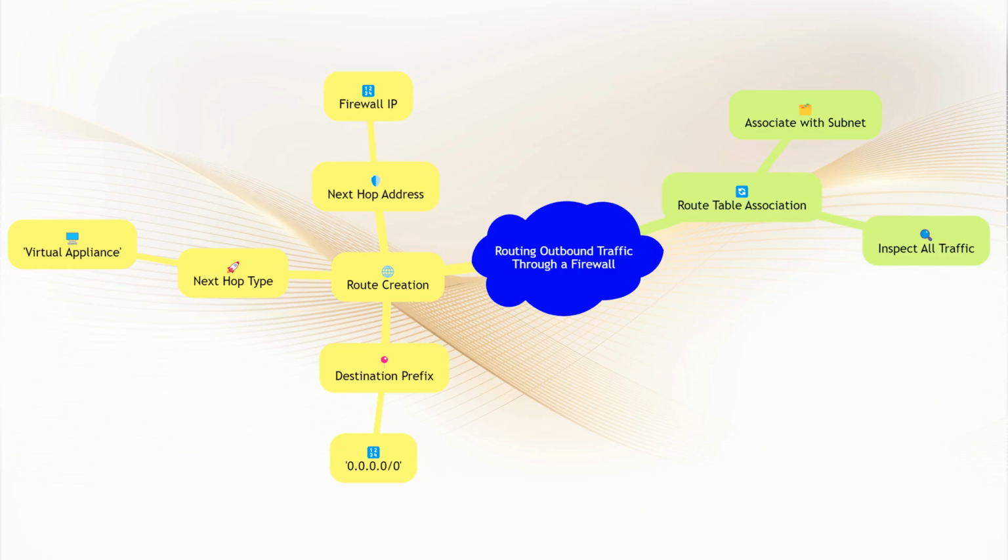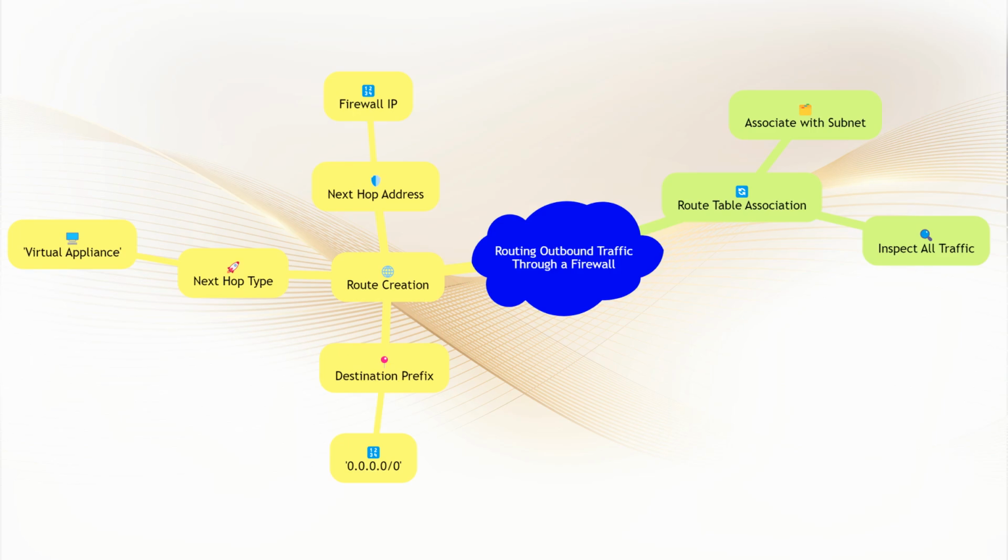Consider a scenario where you need to route all outbound traffic from a subnet through a firewall for inspection. To achieve this, create a route with the destination address prefix set to 0.0.0.0/0, which represents all IP addresses, and the next hop type set to virtual appliance. Specify the IP address of the firewall as the next hop address. Associate the route table with the subnet, ensuring that all traffic from the subnet is inspected by the firewall before reaching its destination.